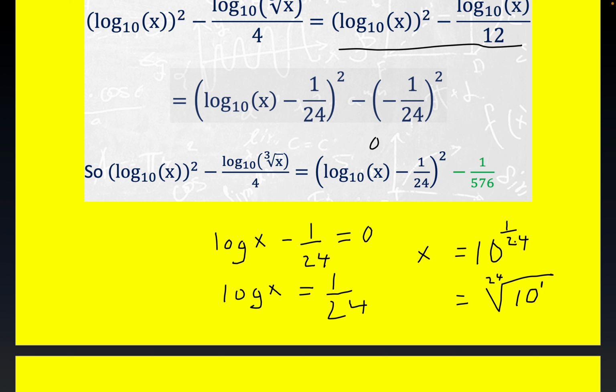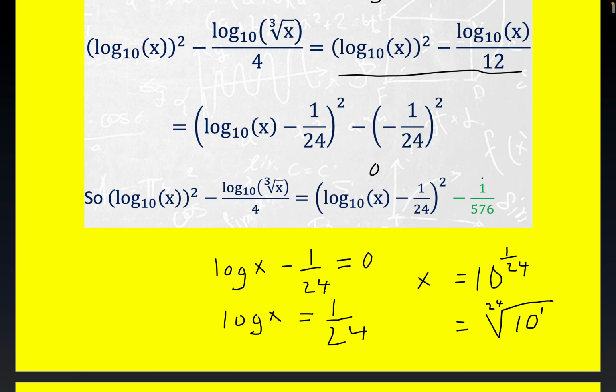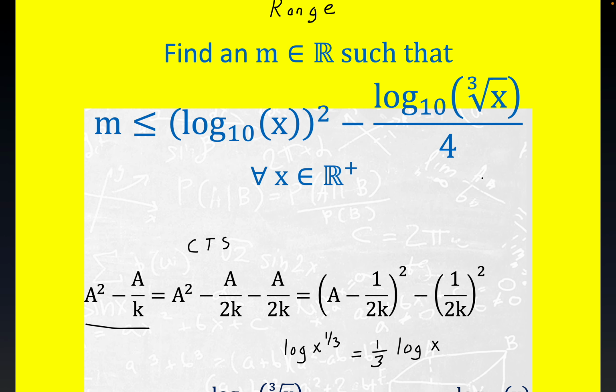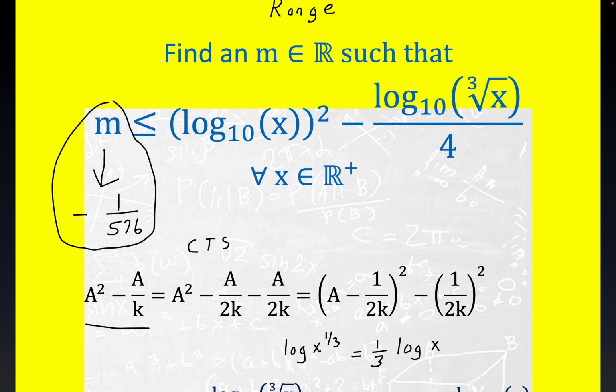But in any event, the range of this function, the original function, is going to be always greater than or equal to minus 1 over 576. And again, that is definitely what some people call the absolute minimum. I've seen it called global. But that's the answer, folks. The range of the function.